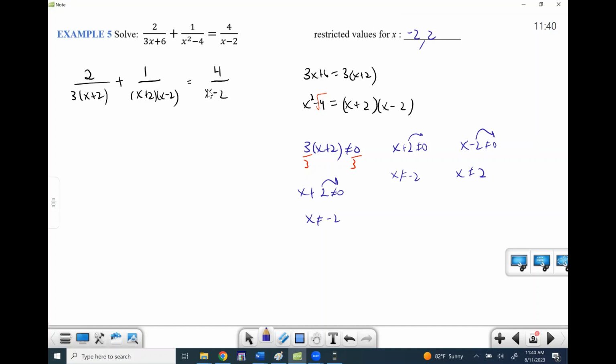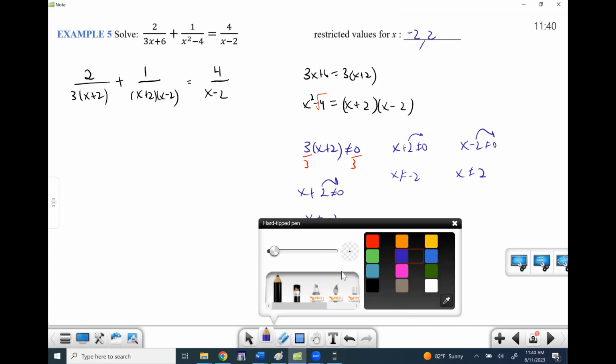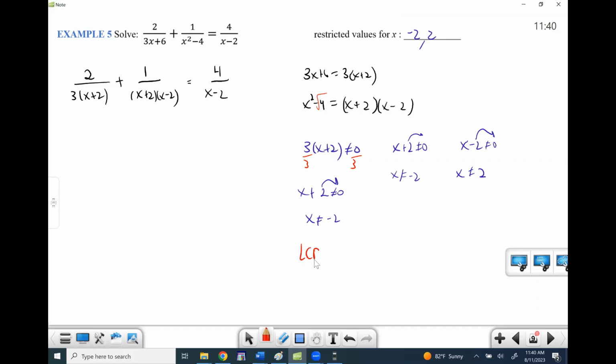All right, now LCD time. Now we have to put everything that we see in the denominator, right? So the LCD will have a 3. It'll have an x plus 2, and it'll have an x minus 2. All right, so we're going to go ahead and multiply all of the numerators by 3, x plus 2, x minus 2.